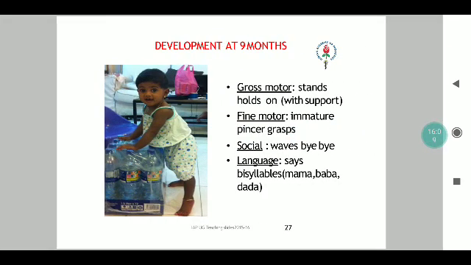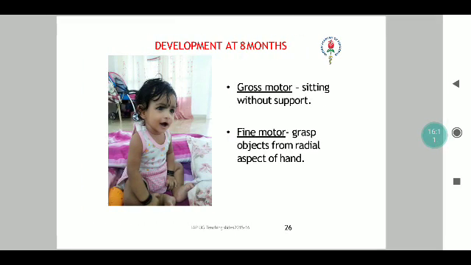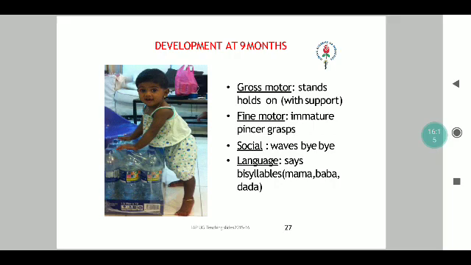At 9th month, the child is able to stand with support. The same child whom you saw here sitting without support is able to stand with support with immature pincer grasp and is able to wave bye-bye, speaking bisyllables such as mama, baba and dada.